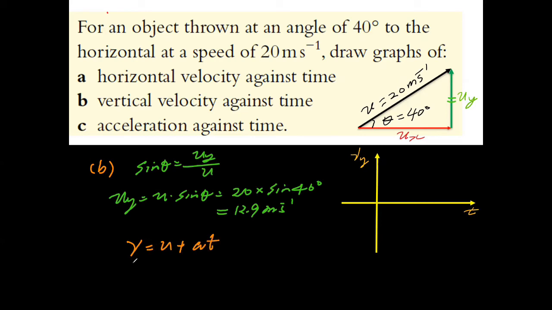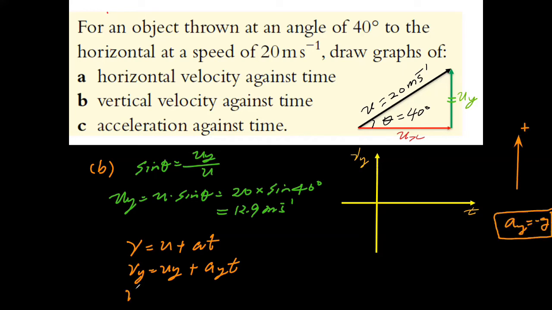Let us write it for the y component: Vy equals uy plus ayt. We choose upward as the positive reference. Then the acceleration due to gravity in the y component equals minus g. Vy equals the initial velocity in the y component, 12.9, plus the acceleration minus gt. That gives us Vy equals 12.9 minus 9.81 t. So let us plot that graph.